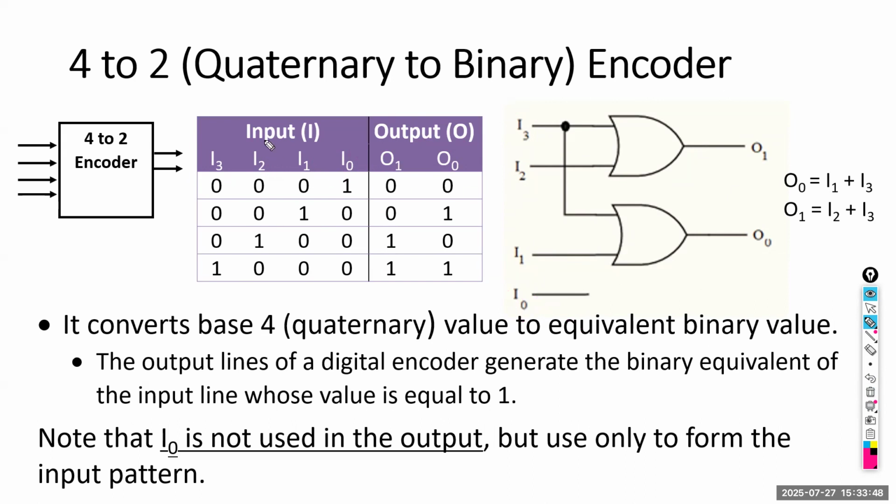But in order to explain quaternary to binary, you need this input. Now this is I2 plus I3. And this is I3 plus I1. And I0 is not used for any of the circuit outputs. I0 is not considered for the output. And this is your quaternary to binary encoder.